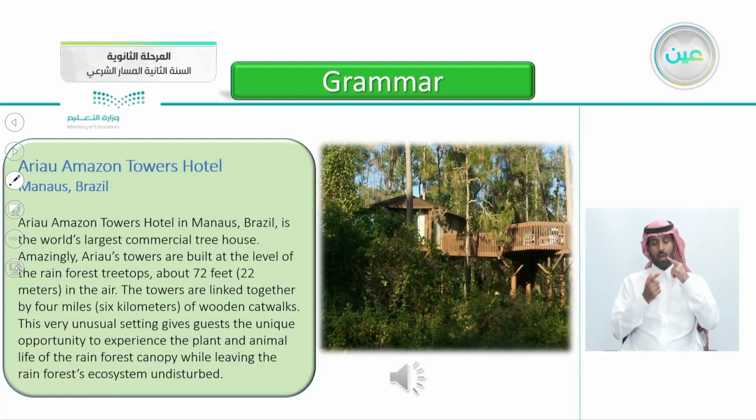Arraial Amazon Towers Hotel, Manaus, Brazil. Arraial Amazon Towers Hotel in Manaus, Brazil, is the world's largest commercial tree house. Amazingly, Arraial's towers are built at the level of the rainforest treetops, about 72 feet, 22 meters, in the air. The towers are linked together by 4 miles, 6 kilometers, of wooden catwalks. This very unusual setting gives guests the unique opportunity to experience the plant and animal life of the rainforest canopy while leaving the rainforest's ecosystem undisturbed.